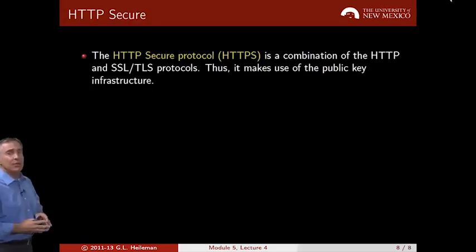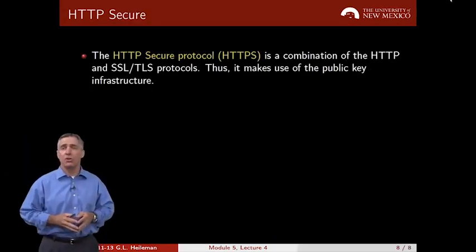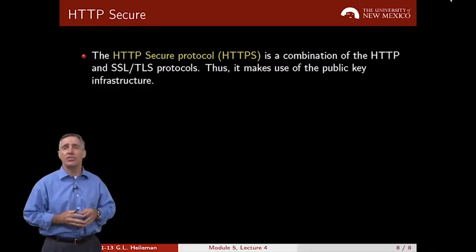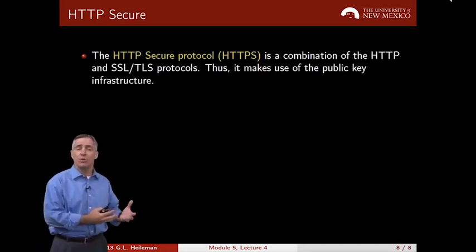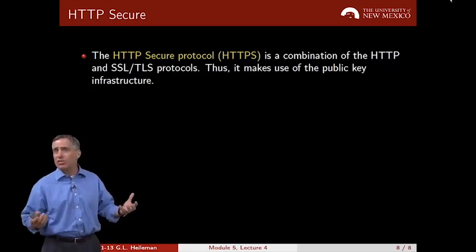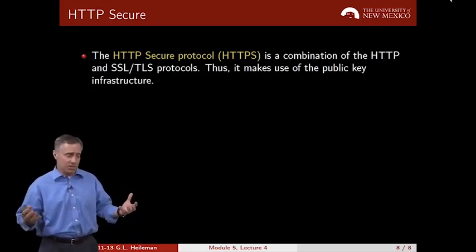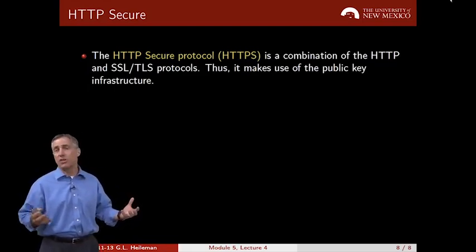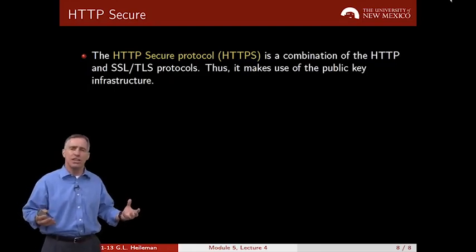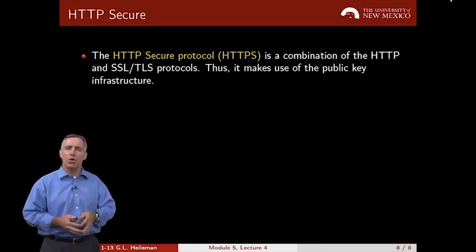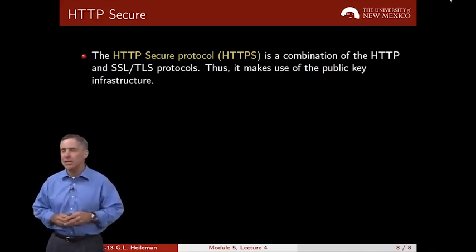Now let's talk about the HTTP Secure Protocol. Sometimes you just see this referred to as HTTPS. And it's a combination of the HTTP protocol and these underlying security protocols, SSL, TLS, secure socket layers and transport layer security. These two are combined in order to create HTTPS, and it's built on top of public key infrastructure.